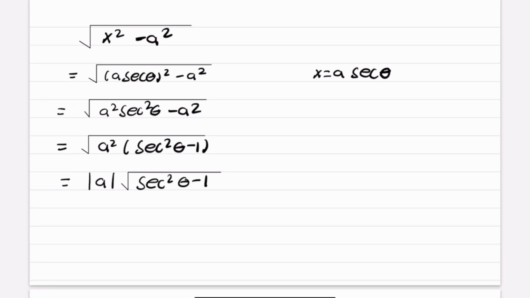And since a represents the length of a side of the triangle, a is always positive, so we will say that this is equal to a times the square root of, and using one of our identities, we know that secant squared theta minus 1 is equal to tan squared theta, and the square root of tan squared theta is equal to the absolute value of tan theta, so we have a times the absolute value of tan theta.